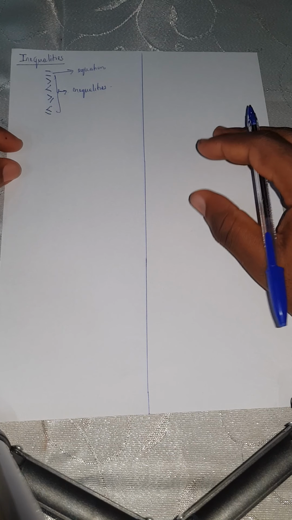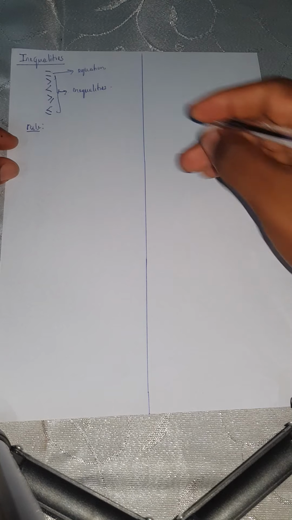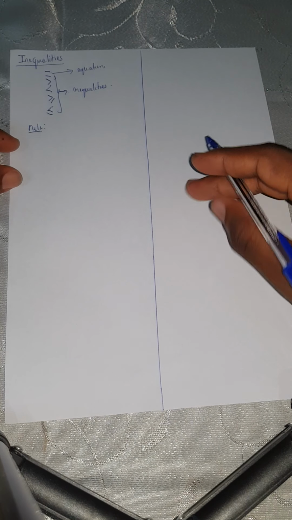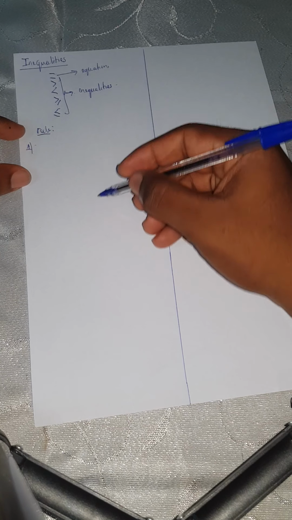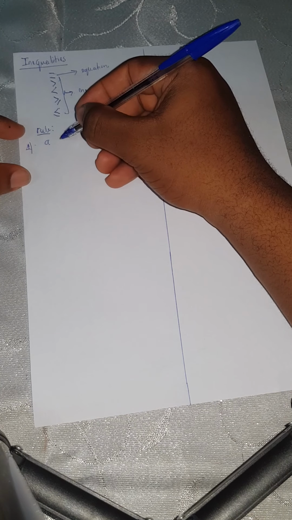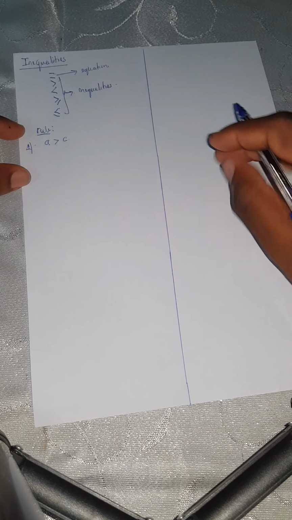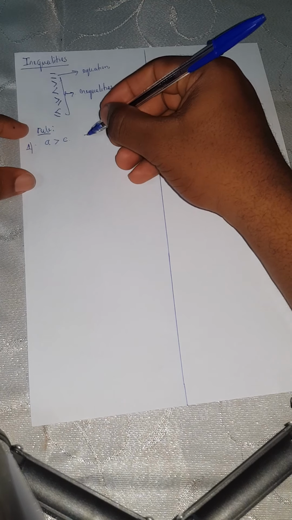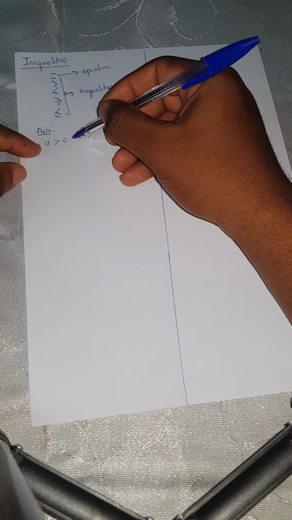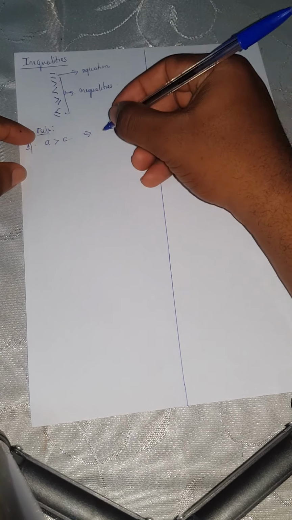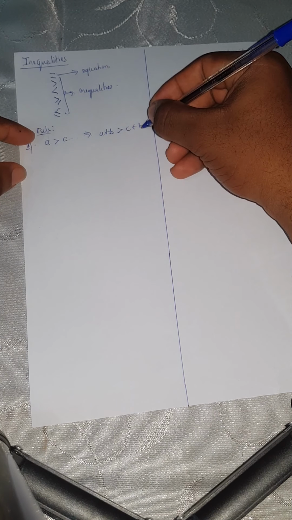So now we're going to see some basic rules of inequalities. The number one rule is, if I have an inequality A is greater than C, then it implies that if I add a value B to A and I add that same value B to C, then A plus B will still be greater than C plus B.